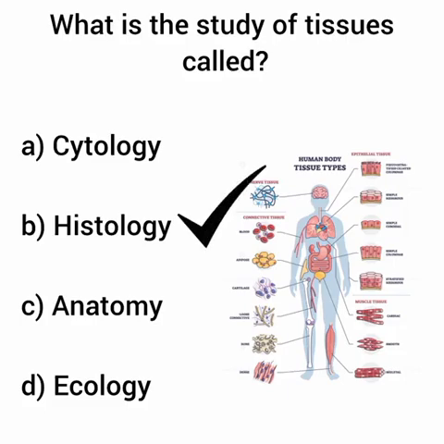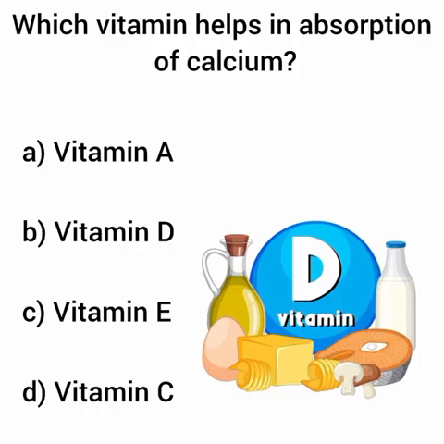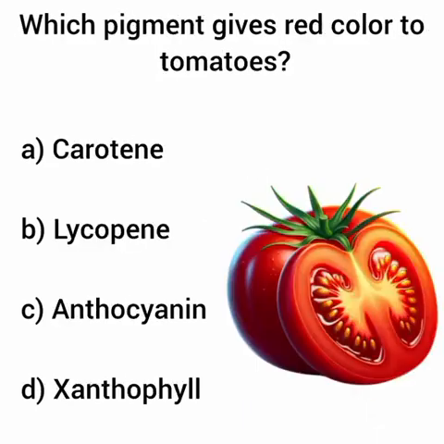Answer B. Histology. Which part of the human brain controls respiration? Answer B. Medulla oblongata. Which vitamin helps in absorption of calcium? Answer B. Vitamin D. Which pigment gives red color to tomatoes?